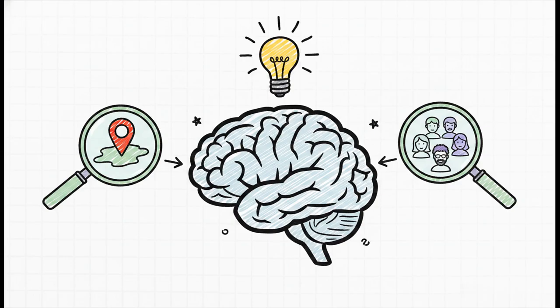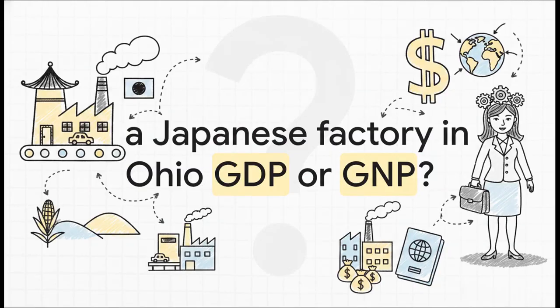I want you to use this exact memory aid on exam day. Seriously, burn this into your brain. GDP asks, where was it made, while GNP asks, who made it? If you can just remember that simple phrase, you're going to effortlessly dodge one of the most common tricks on the test. Let's test that out right now.